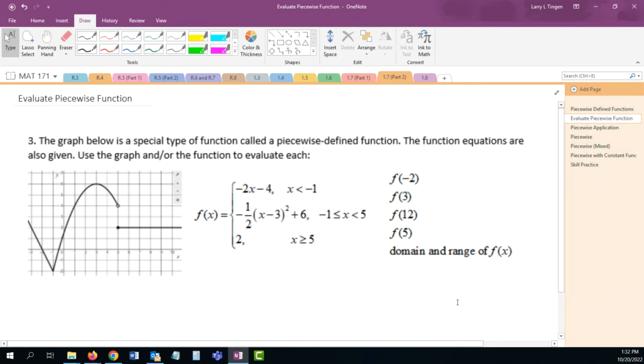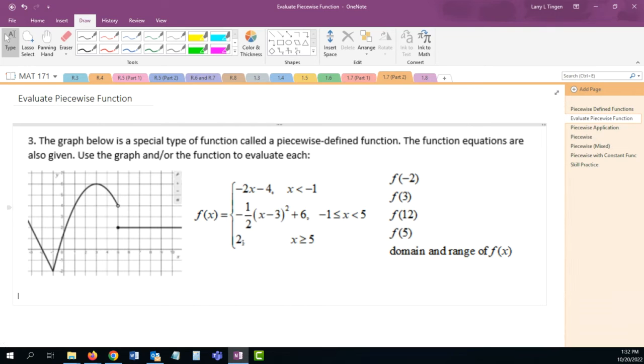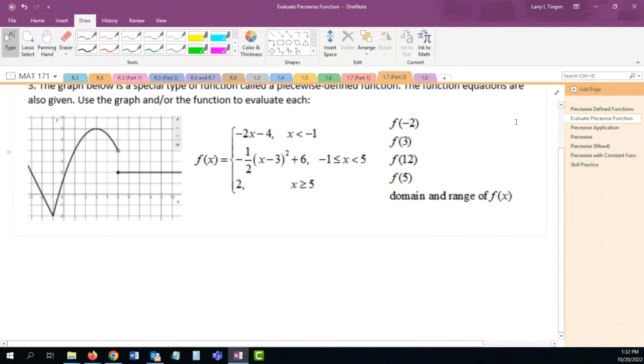So functions are given, use the graph and/or the functions to evaluate each. So once again, I have 3 pieces. The function in the first row is linear, right? Because that's a linear equation. The second row is quadratic because x is going to end up being squared. And then the last row, it's constant. Now, they don't always have to be different. They could all 3 be linear if they wanted to be. They could all 3 be constant if they wanted to be. So it's not a situation of it always has to be this way. It just happens that in the 2 examples we've done so far, all 3 are different.